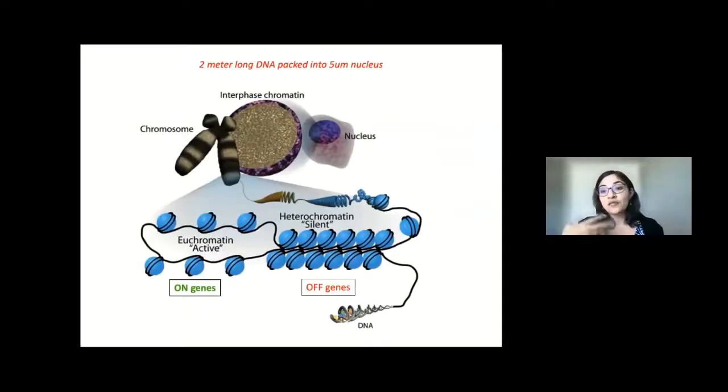So the first level of this regulation comes at the level of packaging of DNA. So another quite interesting feature about our DNA is that we have this 2-meter long DNA, which is somehow packaged into this very small nucleus, which is about 5 micron big. So you can imagine it's 1,000 times smaller than the tip of a needle. And you have to somehow package. So if you open your cells and get all the DNA out and stretch it out, it's going to be 2-meter long. So how do we package that fiber into such a small space?